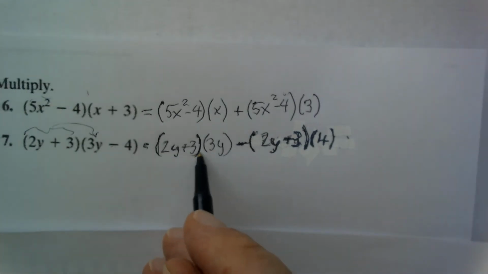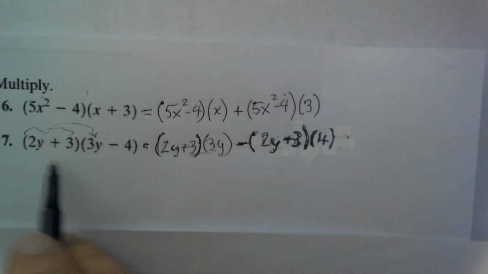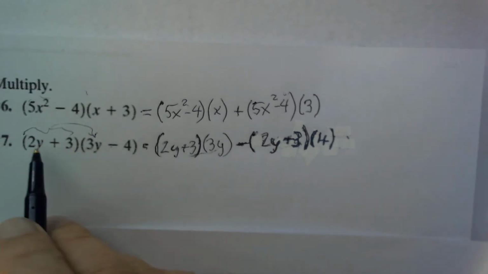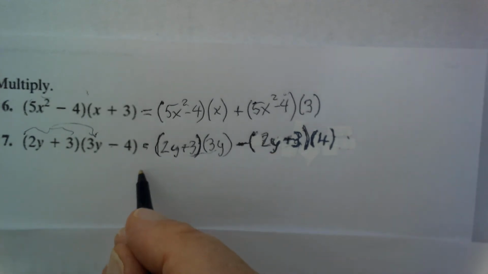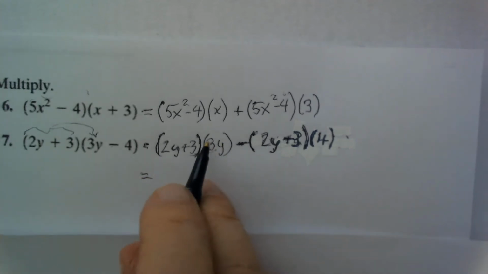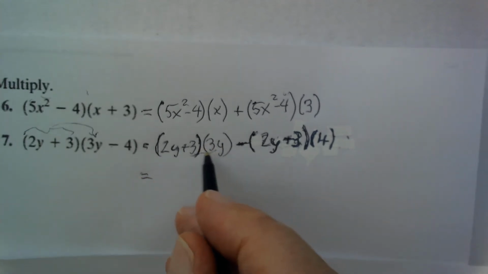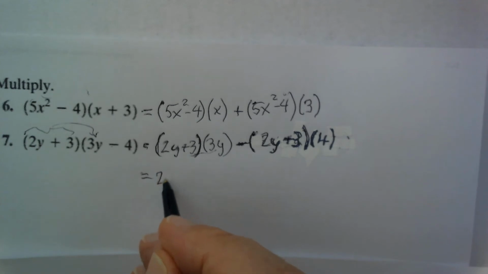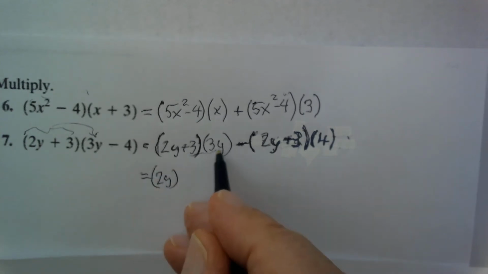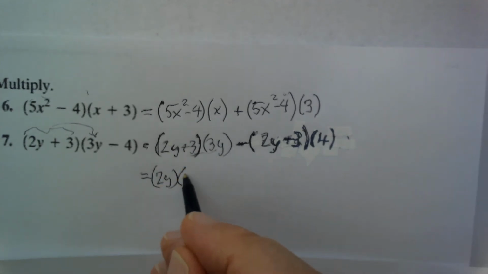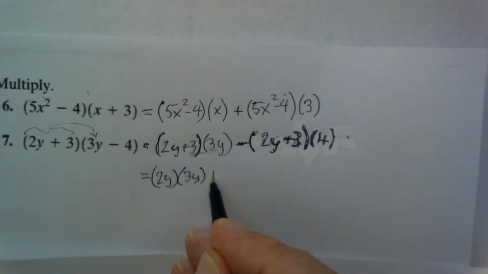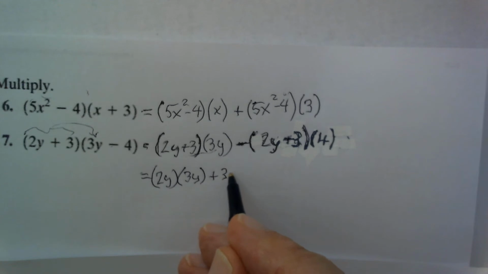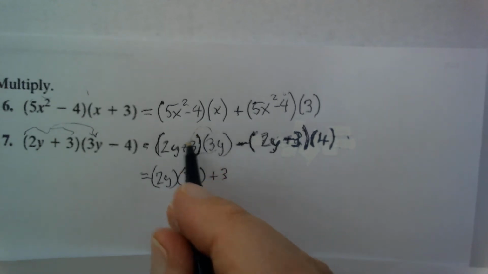So we have (2y + 3) times 3y, minus, there's a minus sign, (2y + 3) times 4. And now we apply the distributive law from the right side. So we multiply 2y times 3y plus 3 times 3y.